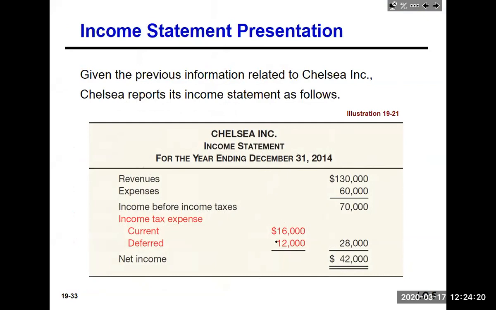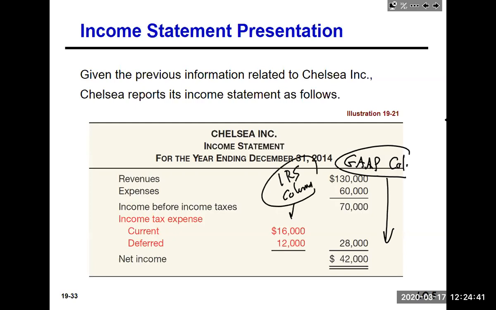Now, in prior classes, you probably were just concerned with this column here, which I always like to call the GAAP column. That's just Joel Fadley's terminology, right? That's what this column is. I like to call this the IRS column. That's not official, but if it helps you learn and remember, that's good.